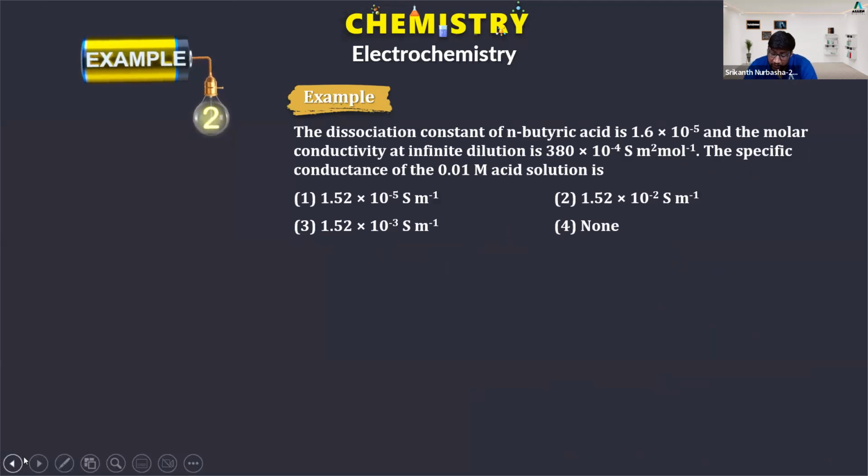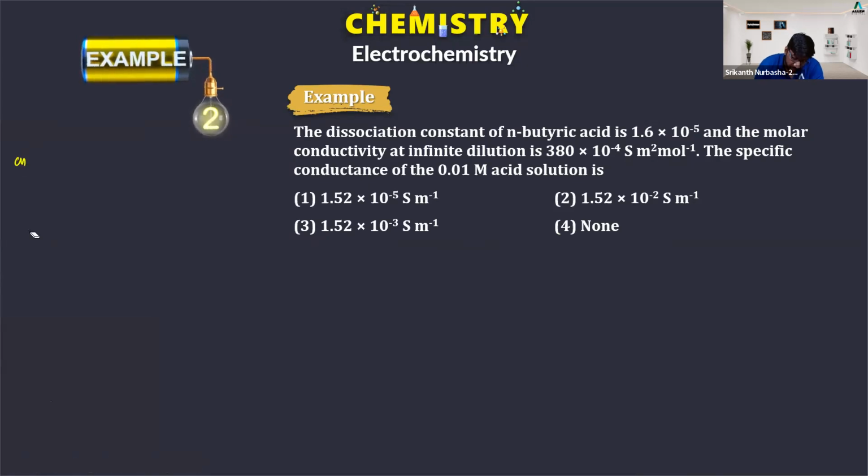Next, the dissociation constant of N-butyric acid is given, and the molar conductivity at infinite dilution is also given. The specific conductance of 0.01 molar acid solution is asked. They have given the dissociation constant. So let us write N-butyric acid. N-butyric acid means CH3, CH2, CH2, COOH.